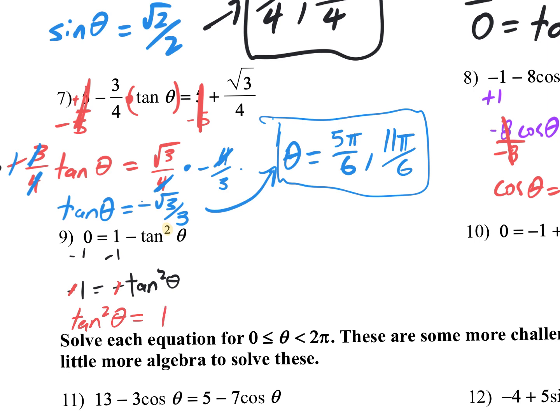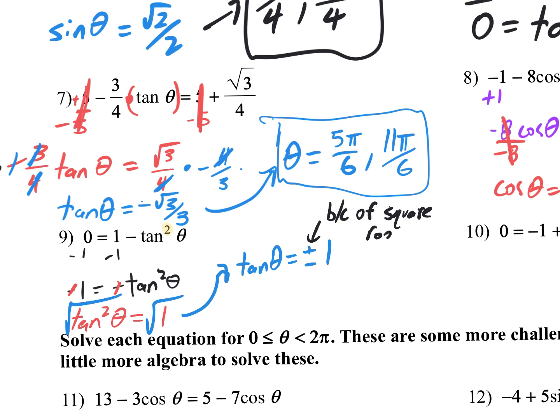Now, how would I get rid of a square? What do you normally do in math to get rid of a square? That's right, you take a square root. Now, be very careful. When you take a square root, we get tangent theta. But what's the square root of 1? It's actually not just 1. It is plus or minus 1. Okay? So this is very important. This is because of the square root. So now we're actually going to get more solutions because there are more values of tangent that satisfy this statement. Let's find those angles again on the unit circle.